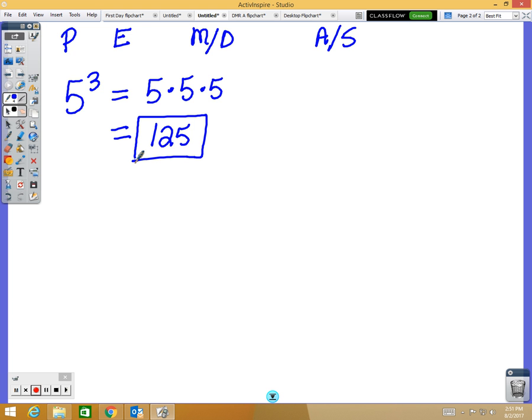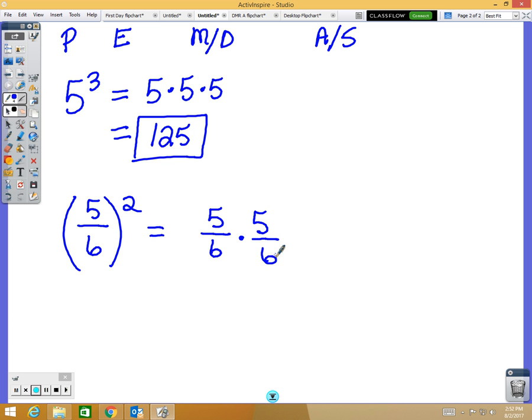Now, if you have something like this, so this is a fraction that has those exponents. What we want to do here, technically, we see parentheses, right? Oh, hold on. If we could get a whole number by doing 5 divided by 6, then do it. But we can't, right? 5 divided by 6, we'd get a decimal. So we don't want to do that. So what we're going to do here is we're going to do 5 over 6 times 5 over 6.